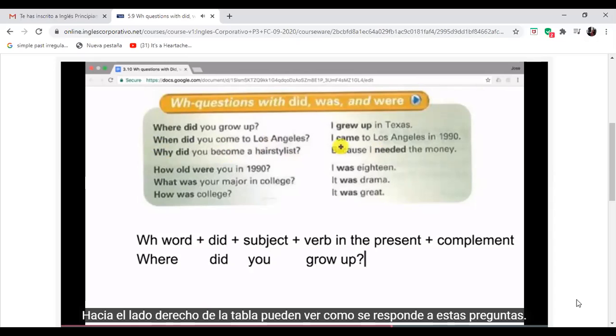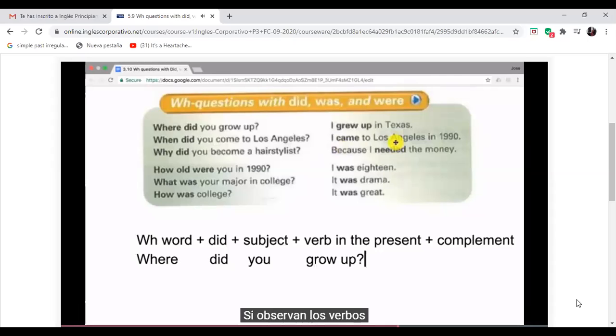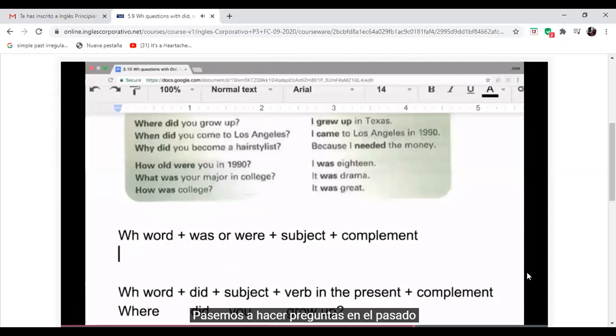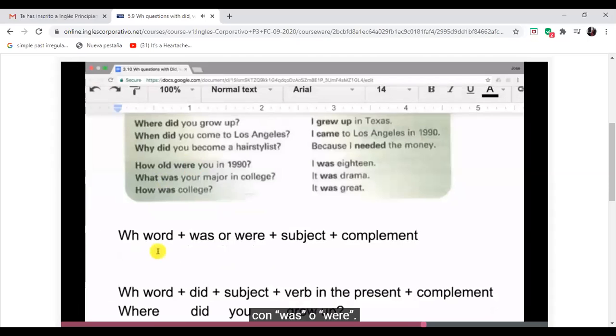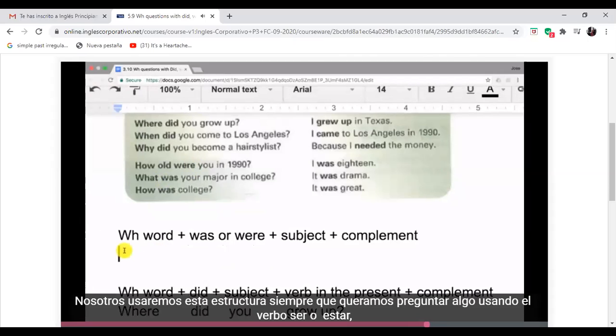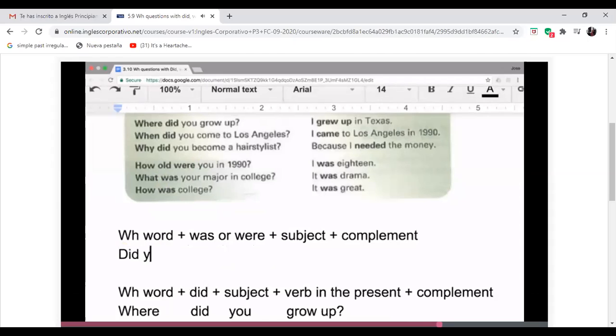Towards the right-hand side of this chart, you can see how these questions are answered. If you notice, the verbs change to the past tense now, because we're no longer adding an auxiliary verb. Let's move on to asking questions in the past tense with was or were. We will use this structure whenever we want to ask something using the verb to be. We can't say the following. Did you were a good student? This is incorrect. Were you?